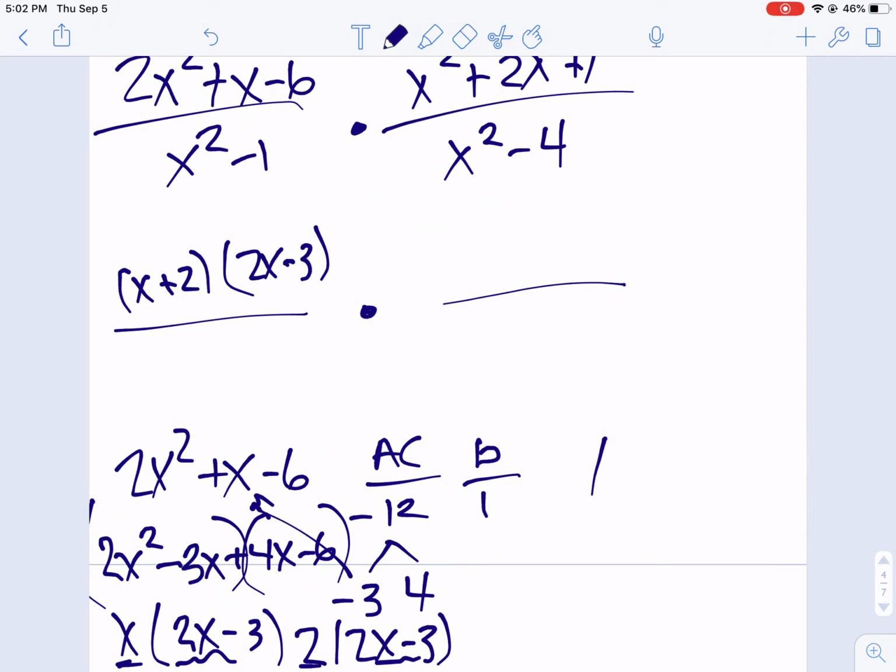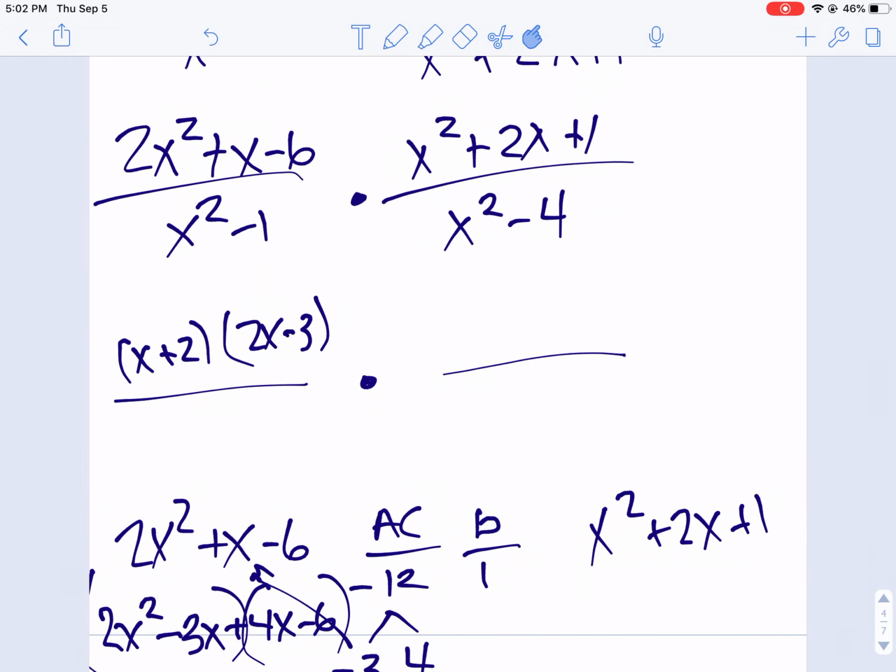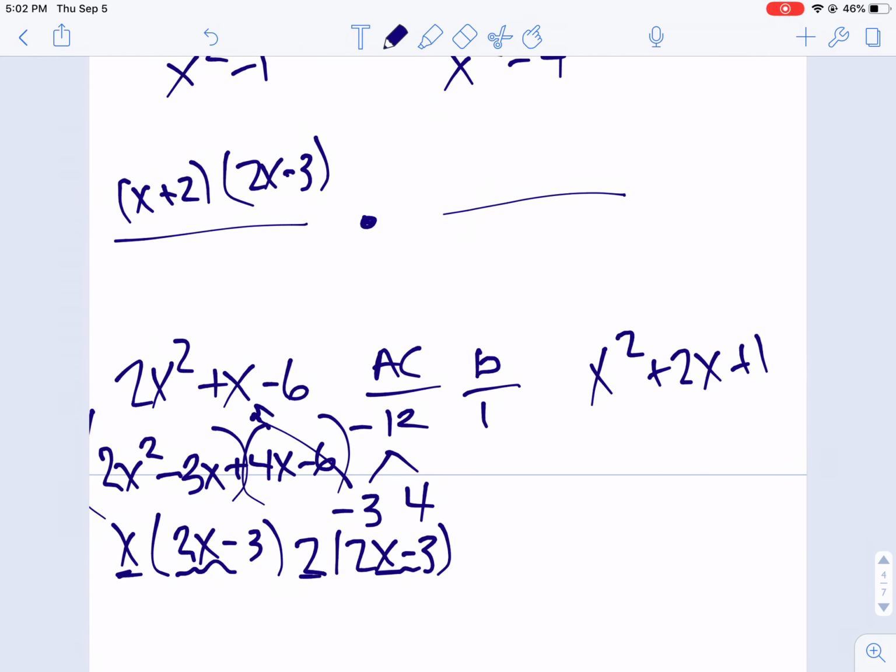Then we're going to do the x squared plus 2x plus, I think it's a 1. Okay, so I want two things that multiply to 1 but add to 2. It's going to be 1 and 1, so x plus 1, x plus 1. So that goes up here.